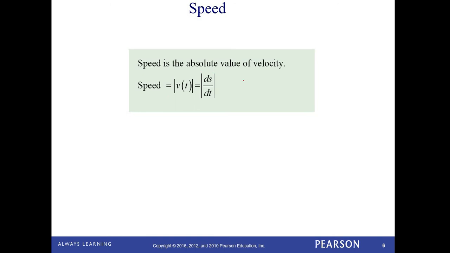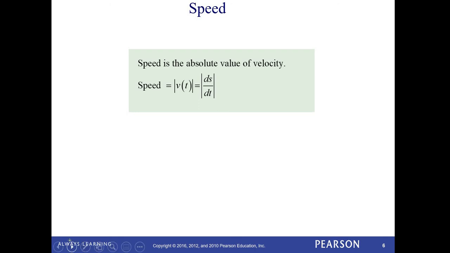Speed is always the absolute value of velocity. So keep that in mind and pay attention to whether a question is asking you for velocity, found by the derivative of the distance formula, or the speed, which is the absolute value of the velocity.